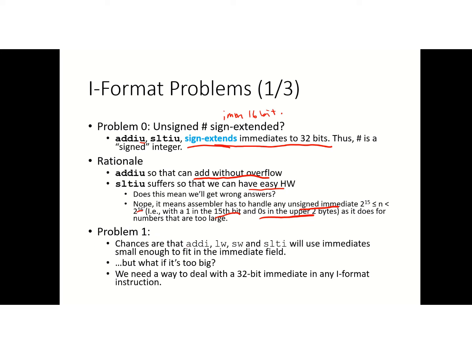The chances are that ADDI, load word, store word, and SLTI will use immediates small enough to fit in the immediate field. But what if it's too big? It needs more than 16 bits. So we need to find a way to deal with a 32-bit immediate in any I format instruction.